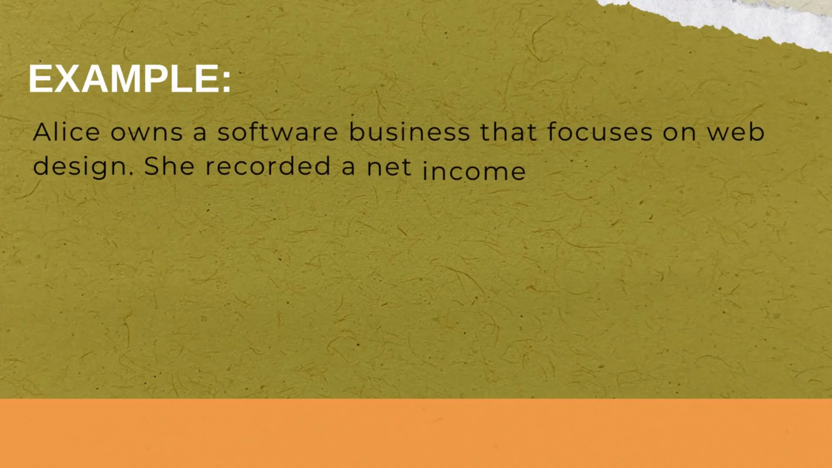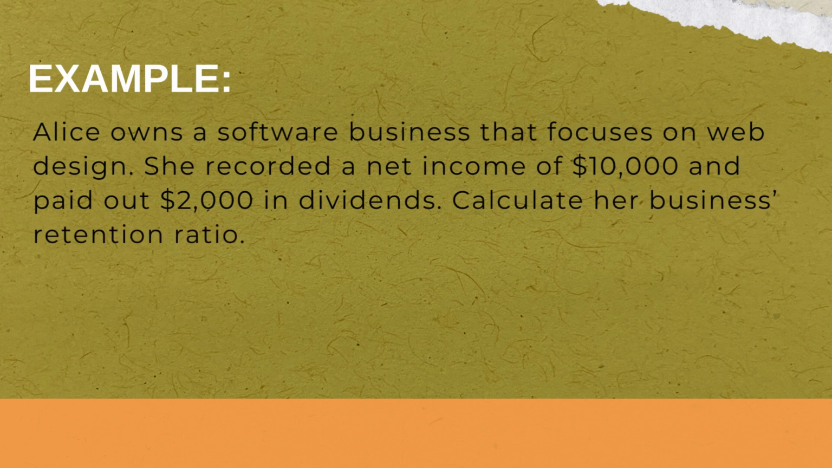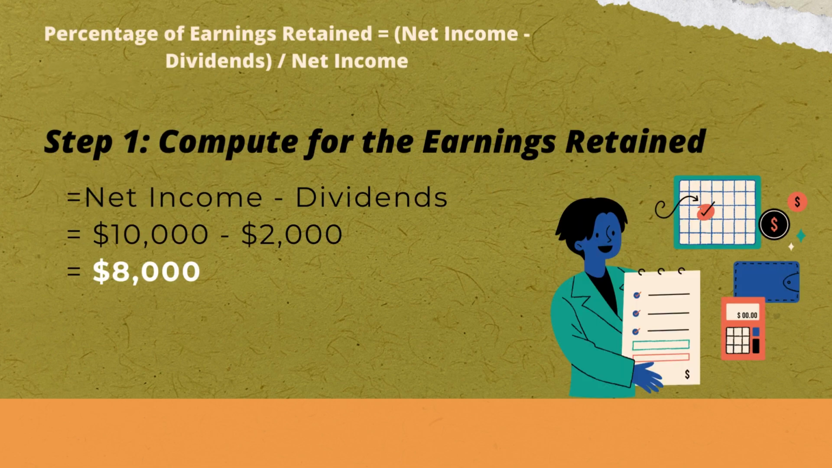Here is an example. Alice owns a software business that focuses on web design. She recorded a net income of $10,000 and paid out $2,000 in dividends. Calculate her business's retention ratio. Here is the formula for percentage of earnings retained. It is equal to net income minus dividends divided by the net income. First, we have to compute for the earnings retained. That would be net income minus dividends. $10,000, which is the net income, minus $2,000, which is the dividends, and that would be equal to $8,000.